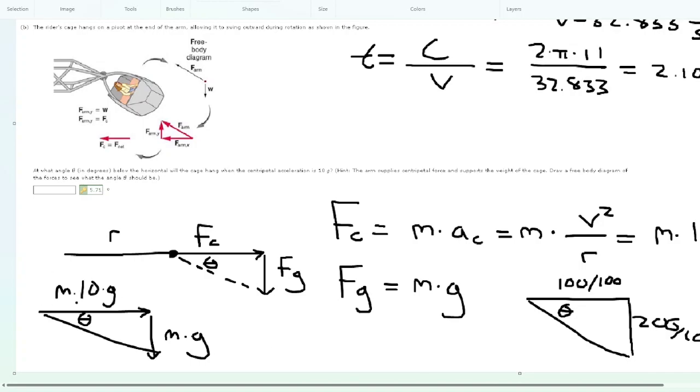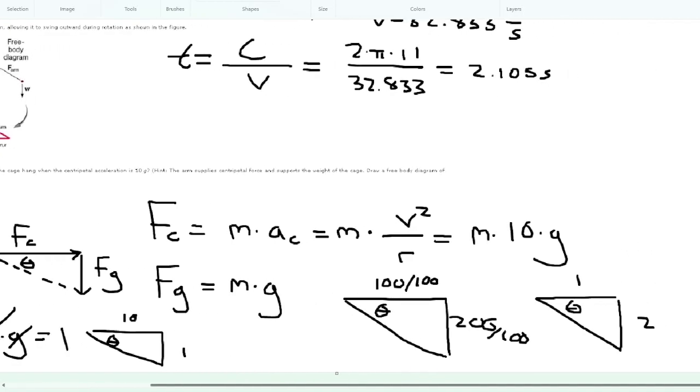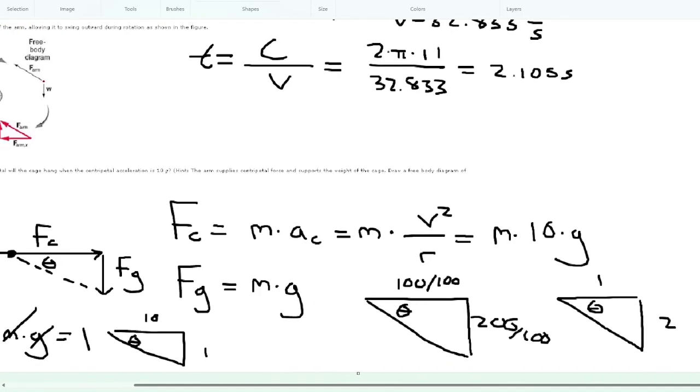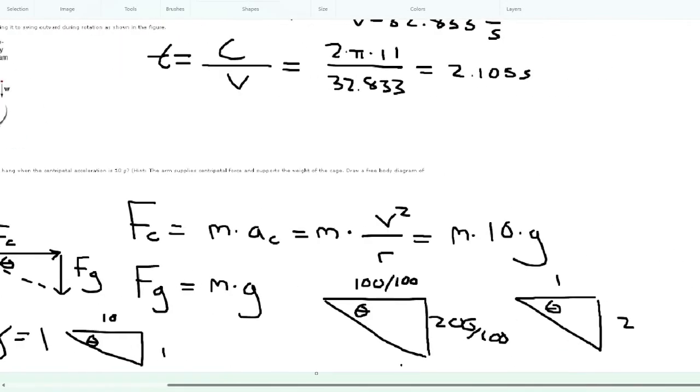Let's see, what factors can we work with? We can remove m from both sides, and we can remove g from both sides, and this will just be equal to 1. So we got, right here, a new triangle, 10 and 1, and we need to find this angle. How do you find this angle? Well, you'll need to use your trigonometric, is it identities? I'm not exactly sure that's the word, but you're going to be using that. And let's see, we have opposite and adjacent.